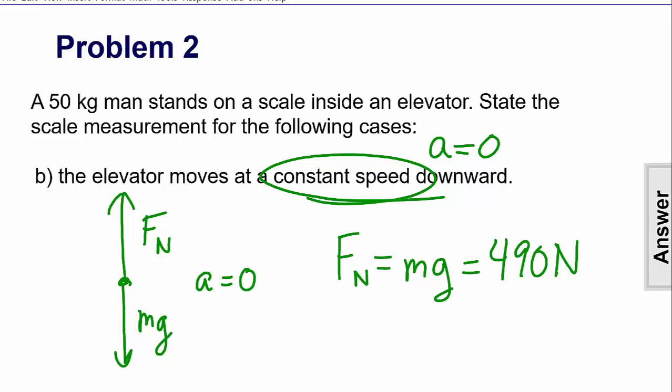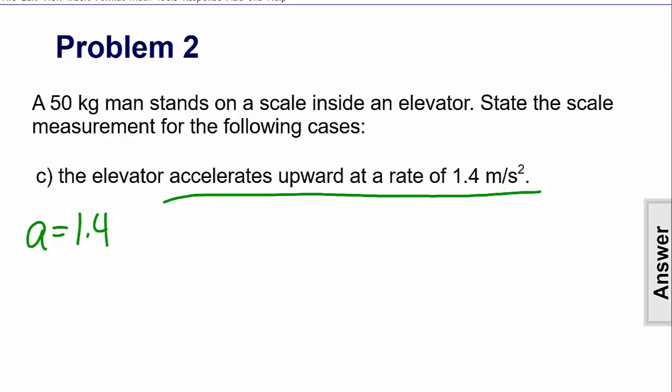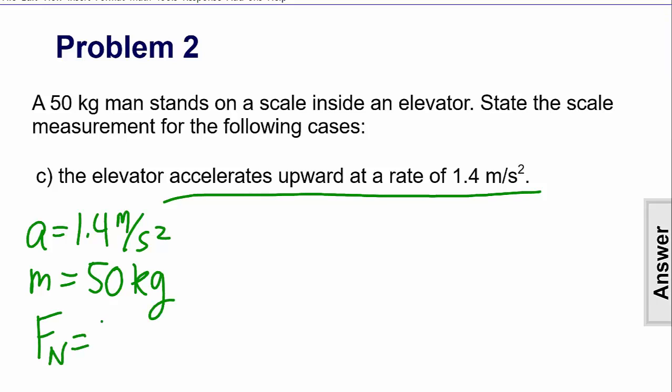Moving on to part C. The elevator accelerates upward at a rate of 1.4 meters per second squared. Now this is a change. We have an acceleration of 1.4 meters per second squared. Let's add that to the data we already have. We have the 50 kilograms, and we know we're looking for the normal force. Let's draw a free body diagram again. We have normal force up, and we have mg down.